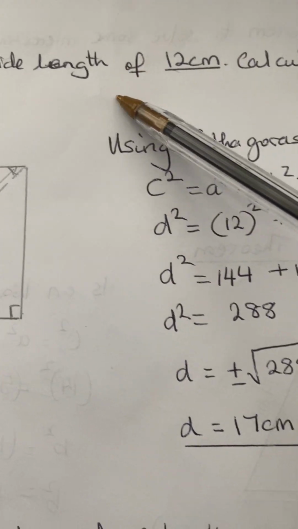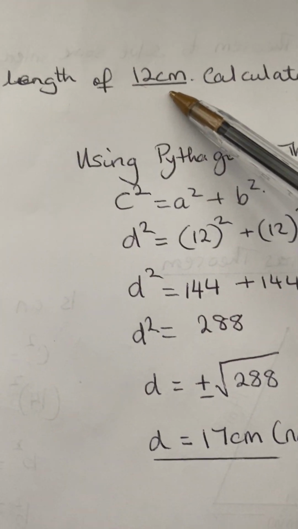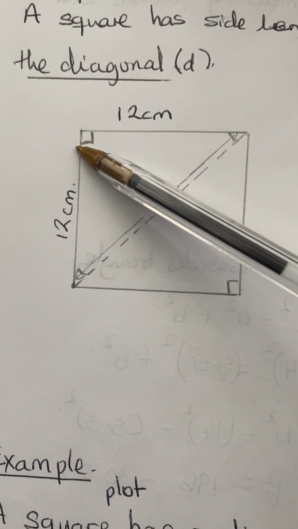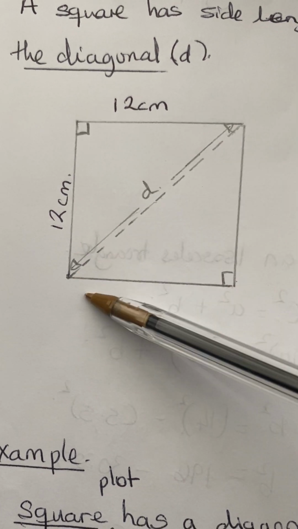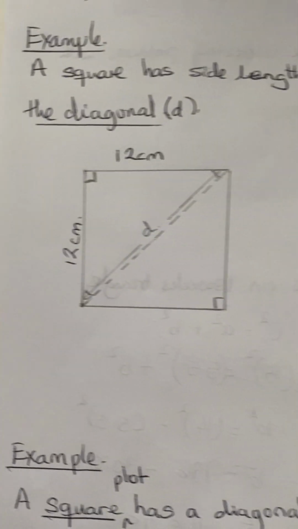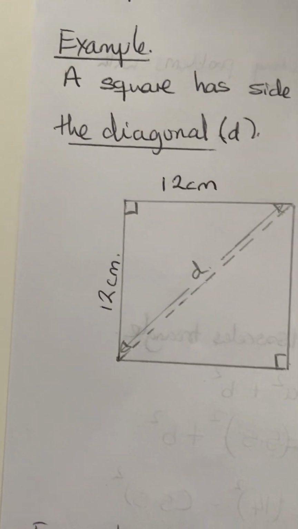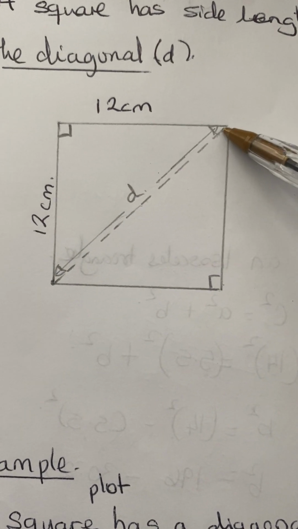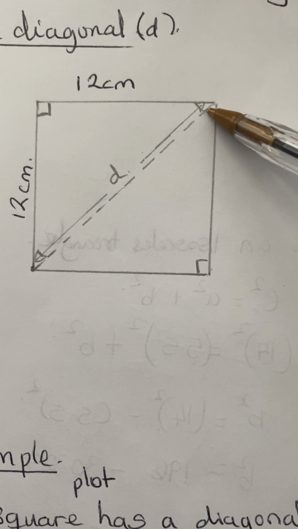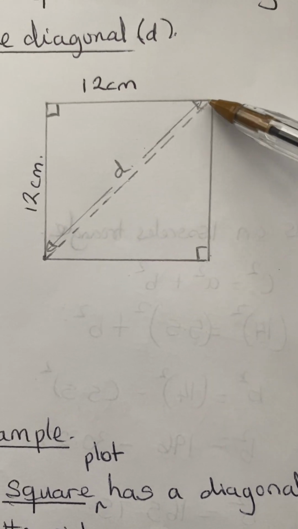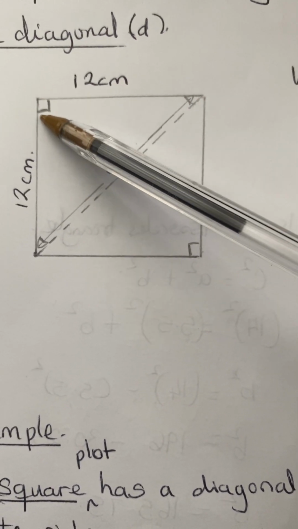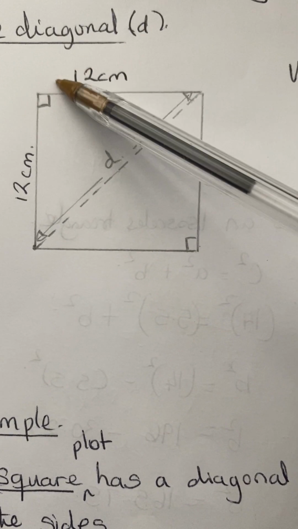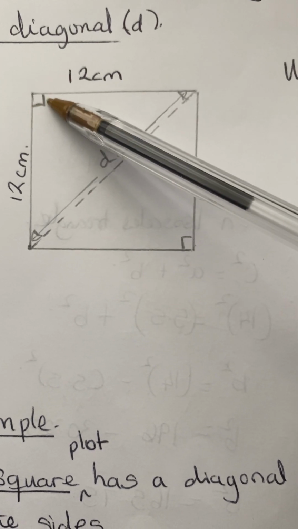So let's look at this example. A square has side length of 12 centimeters. Now with the square, if one side is 12, then all the sides are 12. Calculate the length of the diagonal. So they want you to find from here to here, which is basically your C. Now you know from here to here is 12, from here to here is 12. So you can use Pythagoras theorem because this is at a right angle.